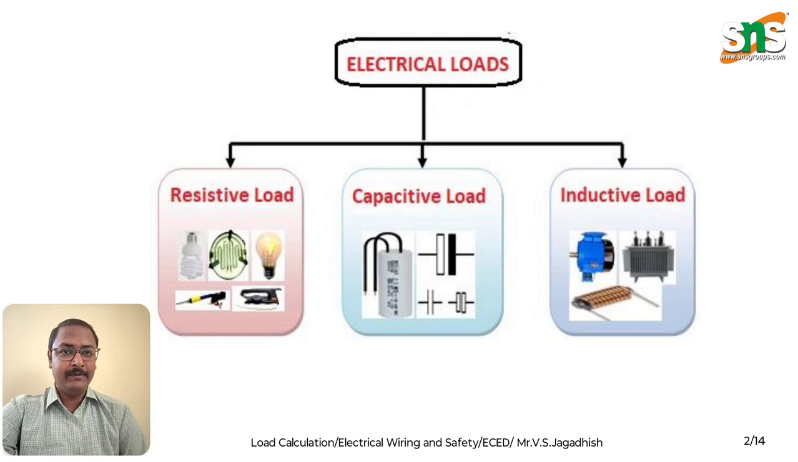A resistive load directly takes the energy from the power source and converts it into another kind of energy. For example, take an iron box or any kind of light which functions with the help of power and converts it into another type of energy, in the form of light or heat. This kind of power consumption is called a resistive load.